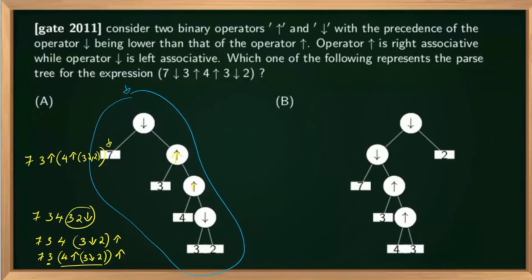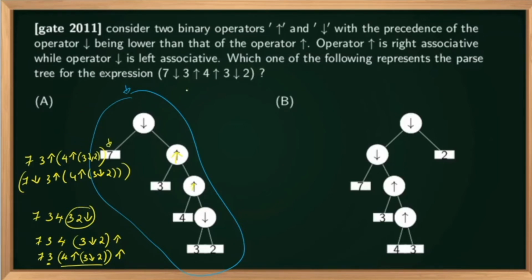Now finally you will see this down arrow operation. So you have 7 here, then down arrow, then 3, then up arrow, then 4, then up arrow, then 3, then down arrow, then 2. Okay. So this is the way you will be solving this expression. I'm just telling you this. You know already this idea, right? Everyone knows this. Okay.